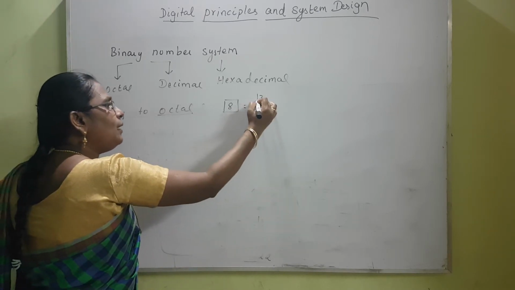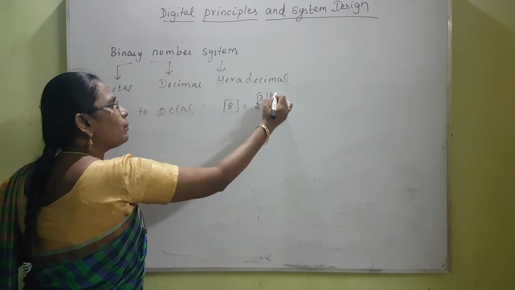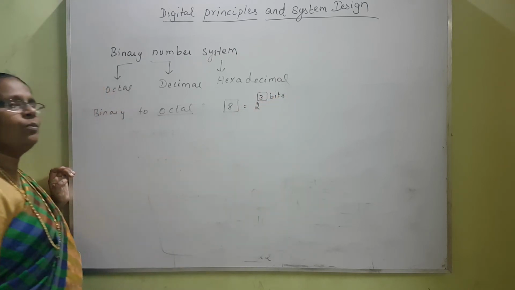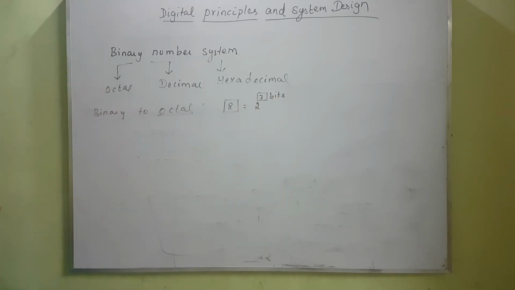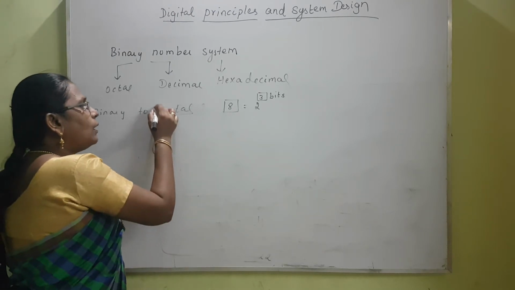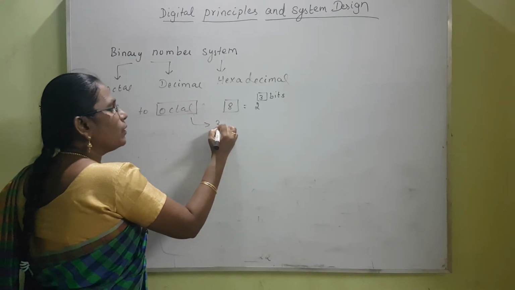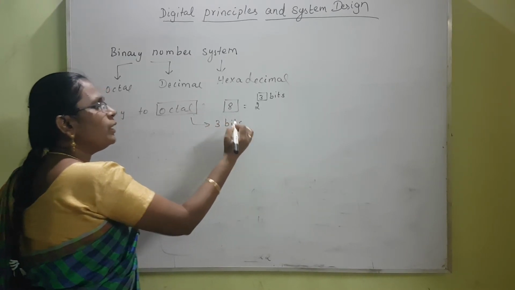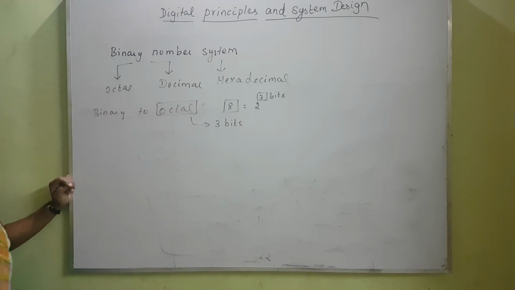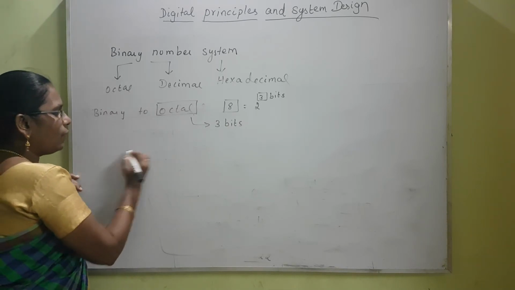So we need 3 bits to represent 8 numbers. How many bits do you require to represent 8 numbers? We need 3 bits. So octal numbers always need 3 bits. Octal numbers always need how many bits? It needs 3 bits.